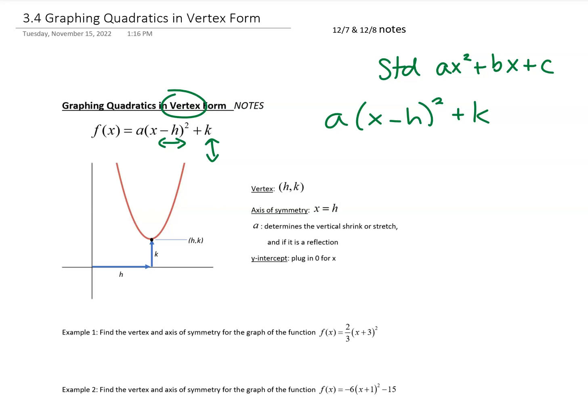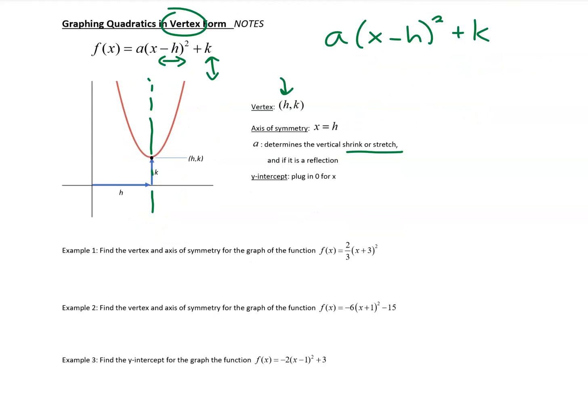A told us the vertical shrink or stretch, depending on whether it was a small number or a large number. It also told us if it was a reflection. The vertex was at h and k, and then the axis of symmetry is still right there through the middle, through the vertex. Okay, so let's look at example 1.